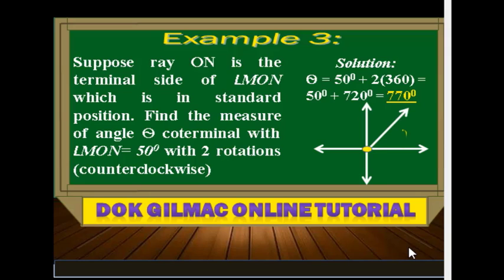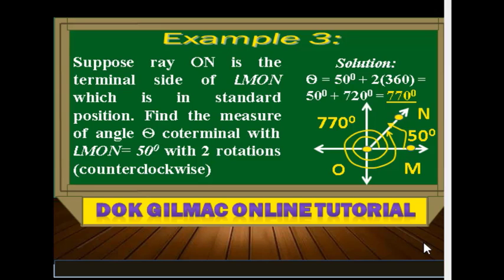So we have here 50 degrees, then 2 rotations counterclockwise, that is 770. So as you can see, they have the same terminal side. So 50 degrees and 770 degrees are coterminal angles. As you can see, angle MON is 50 degrees, then with 2 rotations counterclockwise, we have 770 degrees.